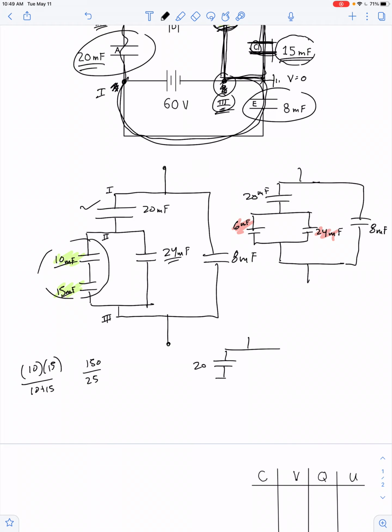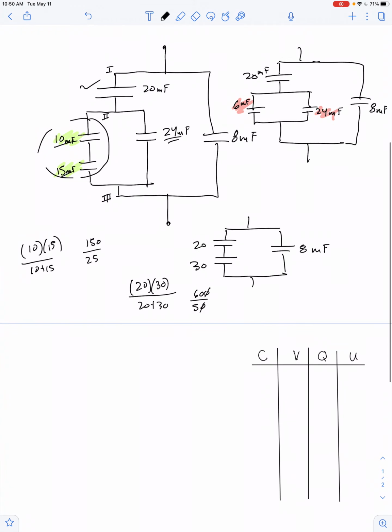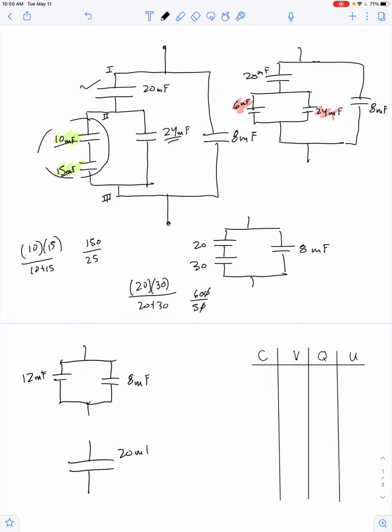20 millifarads, 30 millifarads in series with each other, and all that in parallel with an 8 millifarad. So again, we've got to apply this rule for series where we take the product over the sum. So this is going to be 600 divided by 50, 60 over 5, that gives us 12. So we can say this is like having a 12 millifarad in parallel with an 8 millifarad. And of course, that just gives us a single equivalent value of 20 millifarads.